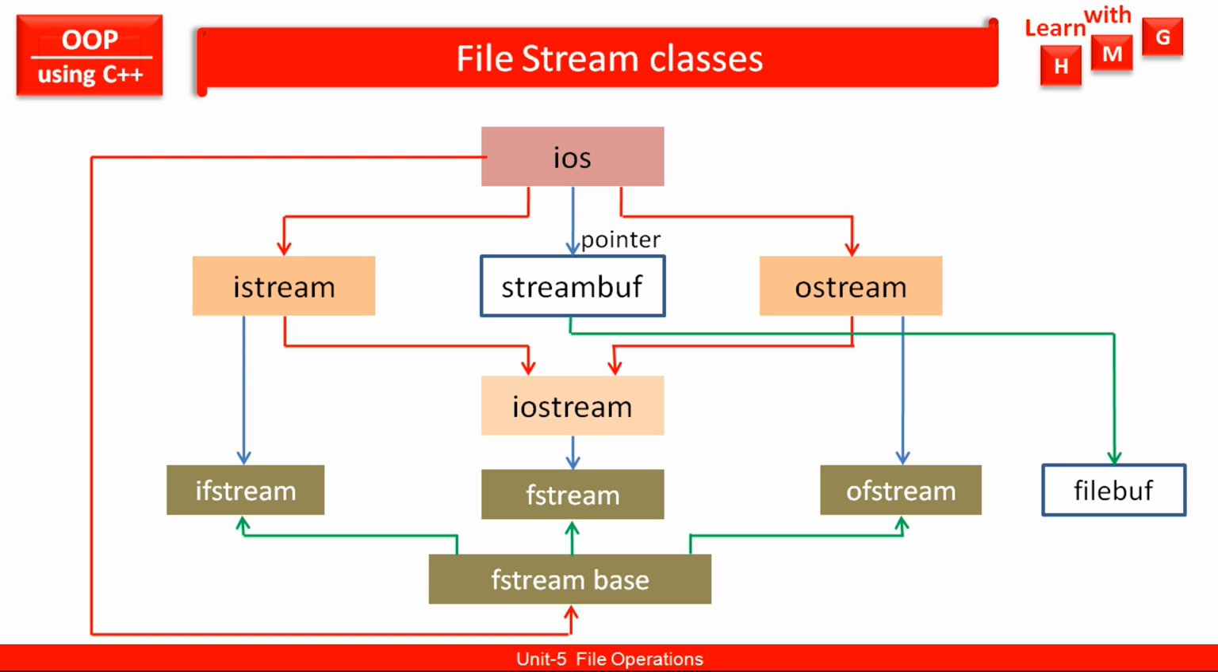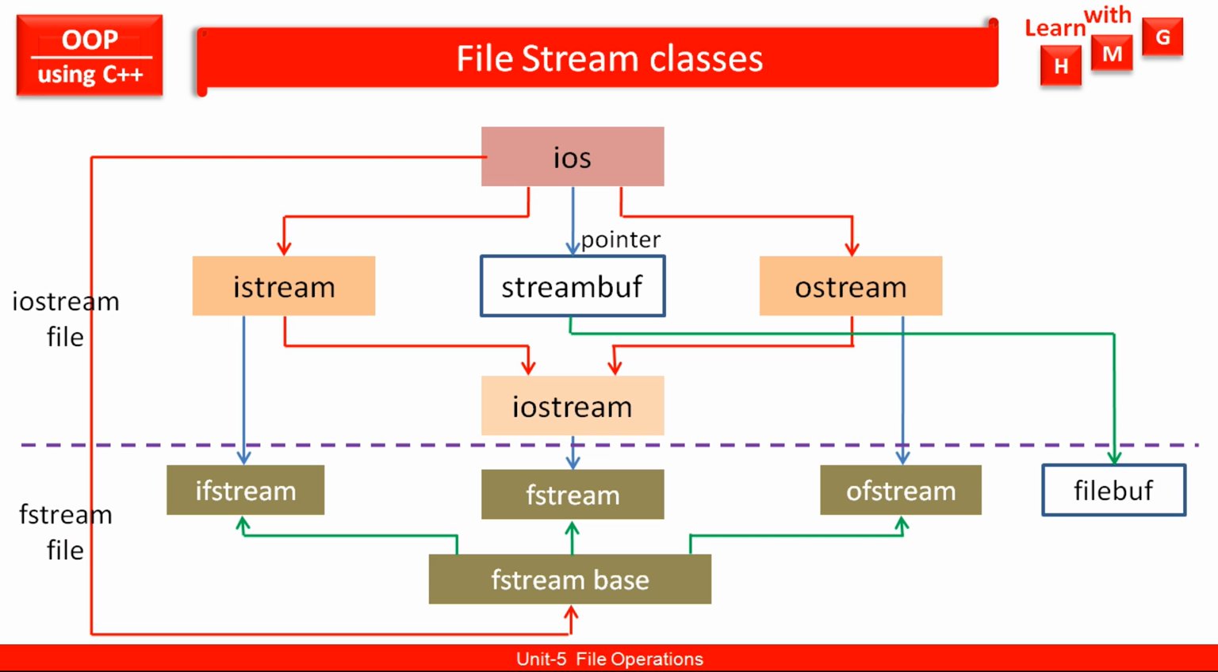These classes are divided into two categories. The upper category is the iostream file, and the lower is the fstream file, meaning these classes are defined in these two different files. So this is the complete hierarchy of input output stream classes as well as file stream classes. The classes above this dotted line are known as iostream classes, while the classes below this dotted line are known as file stream classes.